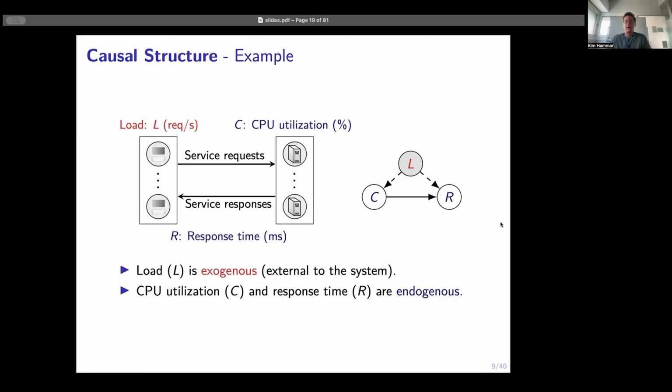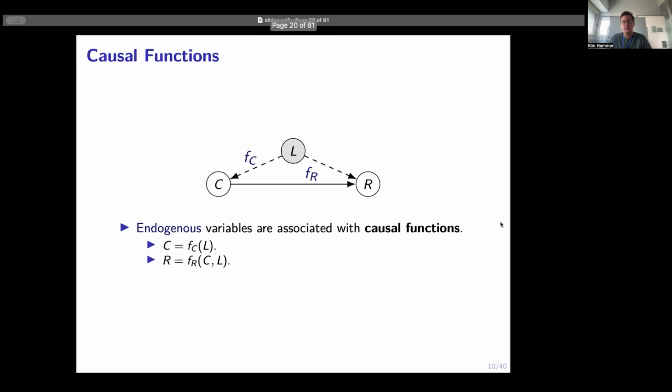However, the causal graph will only give you the causal structure of the system. It doesn't tell you the precise causal relationships. So for that reason, we complement the causal graph with so-called causal functions. For each endogenous variable, we have a causal function that determines its value as a function of the parents in the graph. So here we have CPU is a function of the load, and the response time is a function of the CPU and the load.